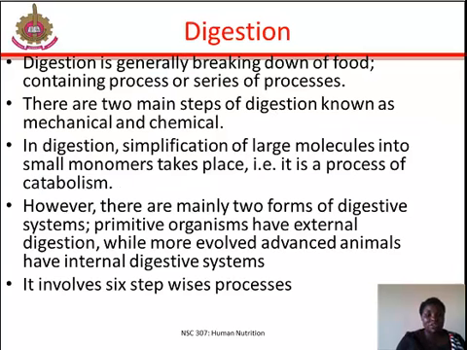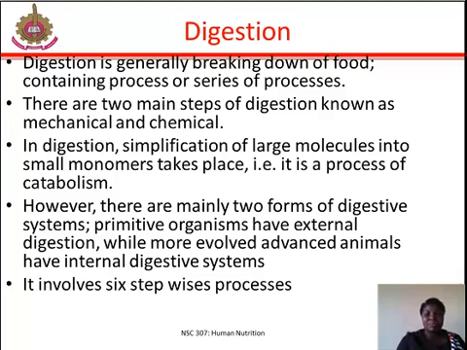Let's look at digestion. Digestion is generally the breaking down of food, containing a process or series of processes, and there are two main steps of digestion, which are known as mechanical and chemical. In digestion, simplification of large molecules into small monomers takes place. That is, it is a process of catabolism. However, there are mainly two forms of digestive systems. The primitive organisms have external digestion, while more evolved, advanced animals have internal digestive systems.